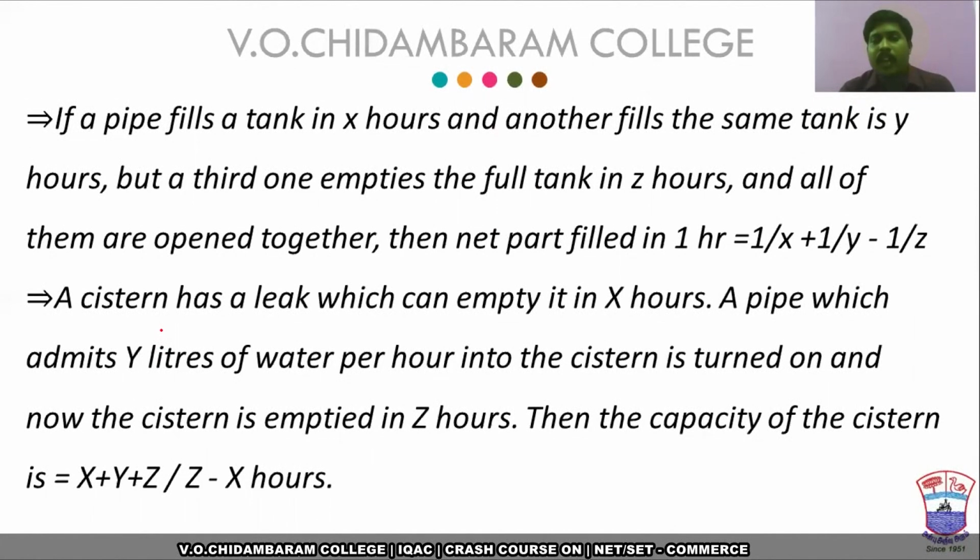So if a cistern has a leak which can empty it in x hours, a tank has a leakage point, and using that leakage point the water will flow out and empty the tank in x hours. A pipe admits y liters of water per hour into the cistern, which means y can be served as an inlet and z can be served as an outlet. Then the capacity of the cistern is nothing but x plus y plus z by z minus x.